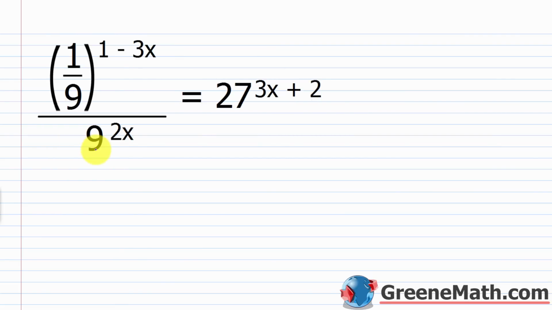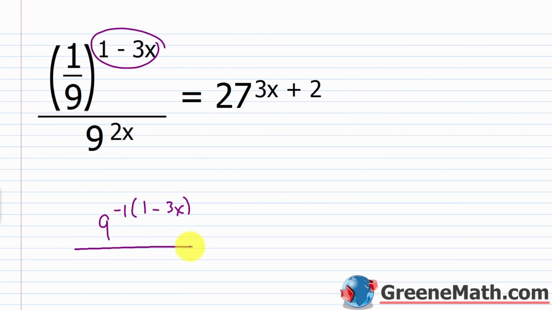On the left side, let's just think about the fact that if we had a common base of 9, we could simplify this guy. So 1/9, an easy way to write that with a base of 9 would be 9 to the power of negative 1. So you would have 9 to the power of negative 1. This would be raised to this. So power to power rule. Negative 1 would multiply the quantity 1 minus 3x. This would be over 9 to the power of 2x.